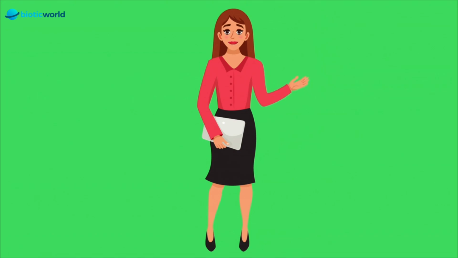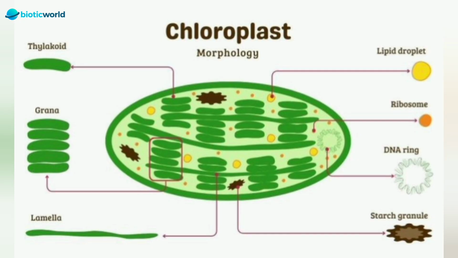Before we wrap up, here are some fun facts about chloroplasts. Chloroplasts can move within plant cells to optimize light absorption, a process called chloroplast photorelocation. Not all chloroplasts are green. Some algae have red or brown chloroplasts due to additional pigments. A single leaf cell can contain up to 100 chloroplasts.